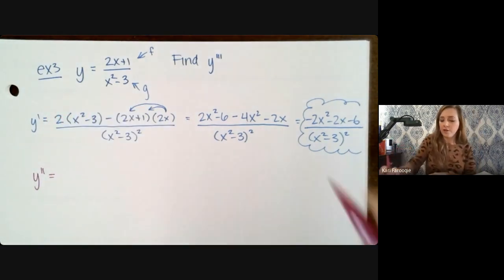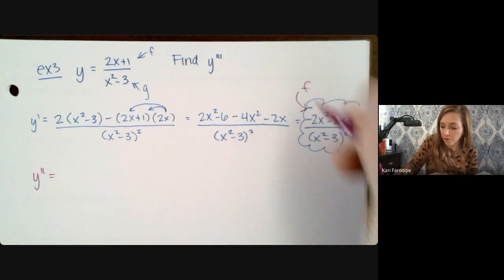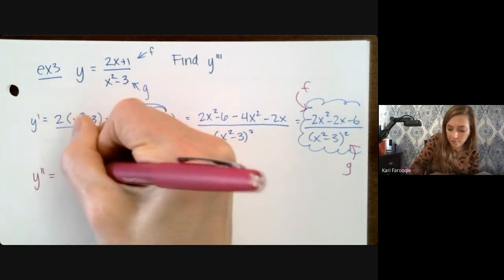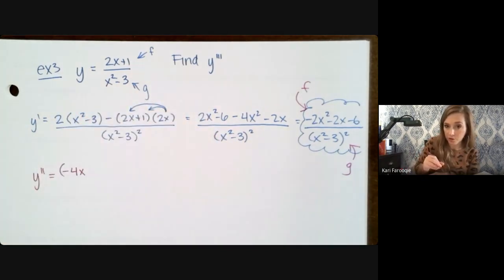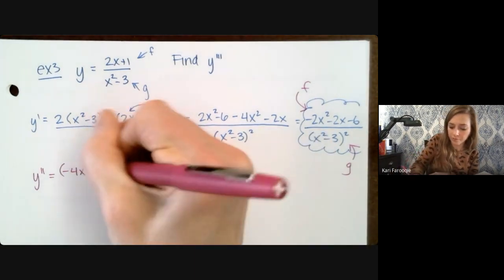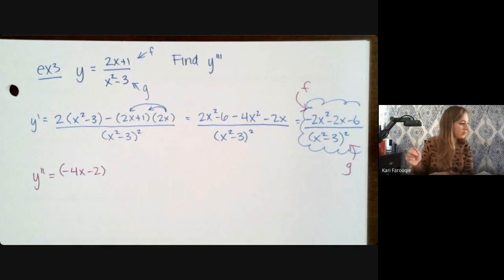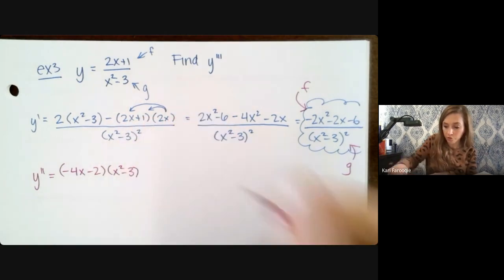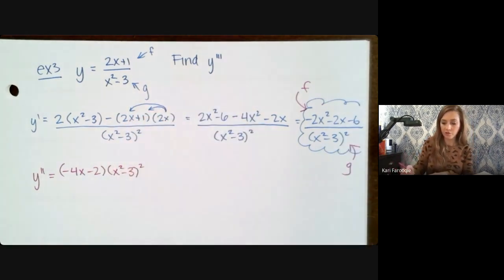All right, now we have a new F and a new G. F prime G minus FG prime over G squared. So F prime is going to be negative 4x. Don't forget your parentheses, by the way. You've got more than one term here. So negative 4x minus 2. That's your F prime. And then we'll take G. X squared minus 3. Don't forget that it's being squared. So that's your F prime G.